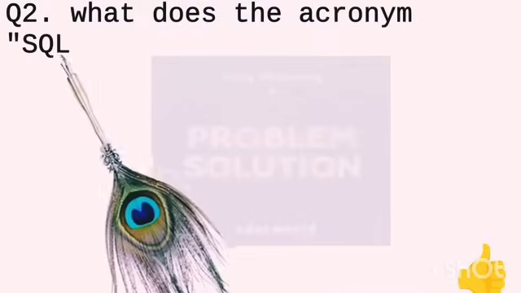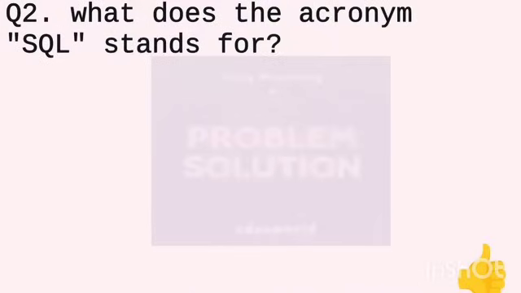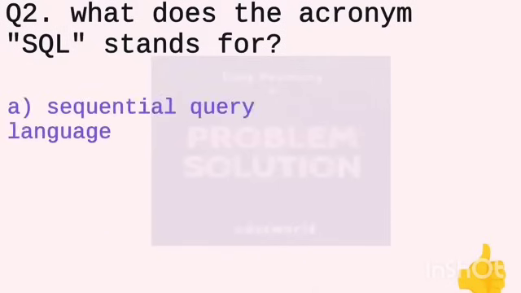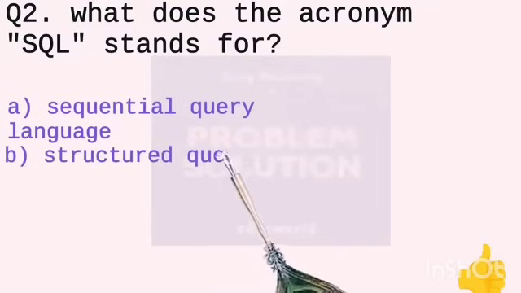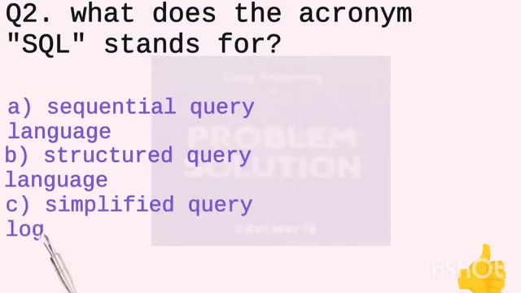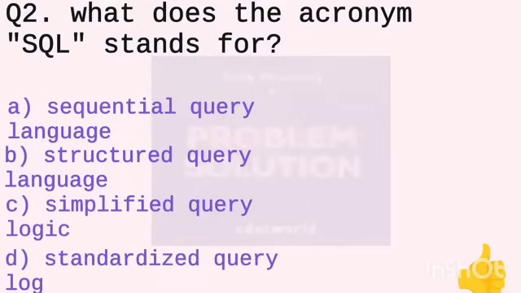Query number 2. What does the acronym SQL stand for? Option A, sequential query language. Option B, structured query language. Option C, simplified query logic. Option D, standardized query log. And the answer is B, structured query language.